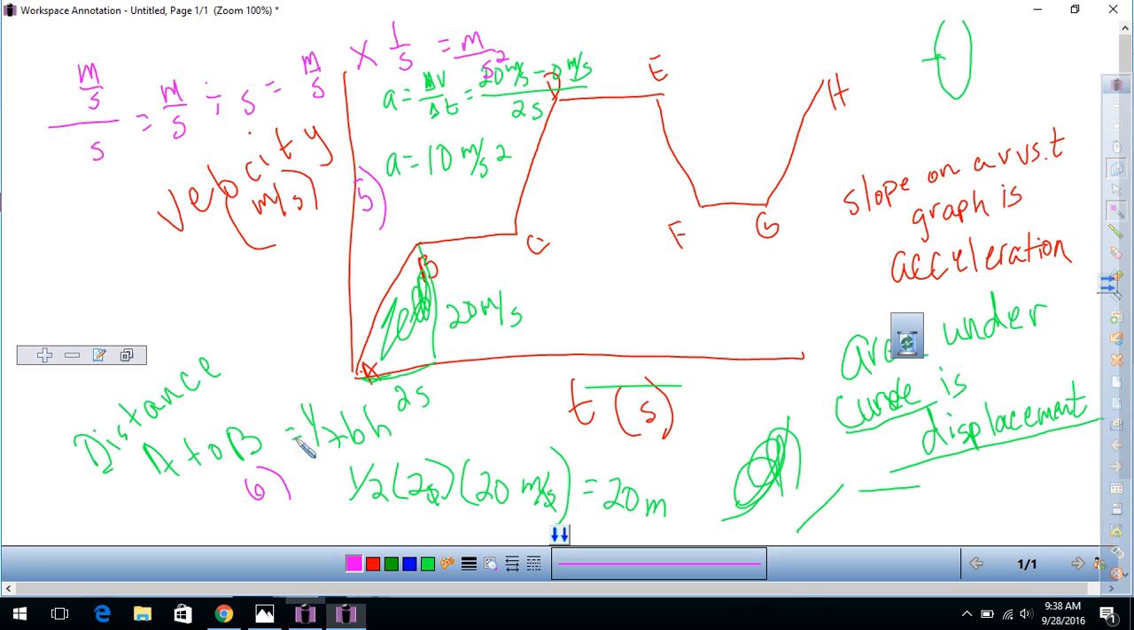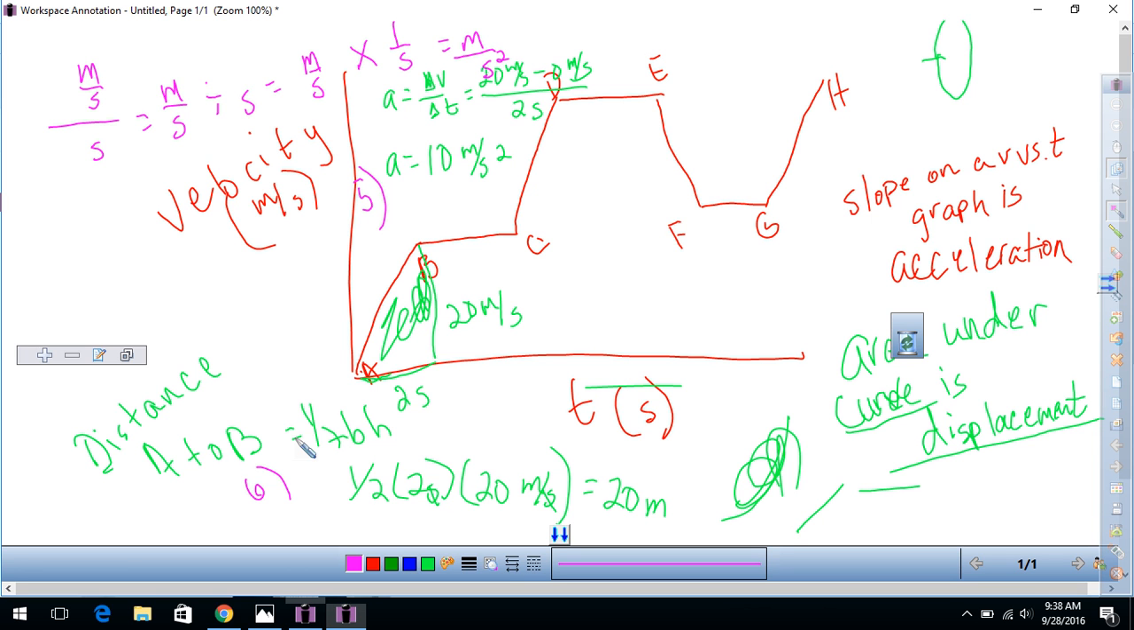Now let's look at from D to E. Okay, so does the object accelerate from D to E? No, you did it correctly. You said 40 minus 40 over 8 minus 5. So 0 divided by 3 is still 0. There is no acceleration. Just be sure you put your units on there.